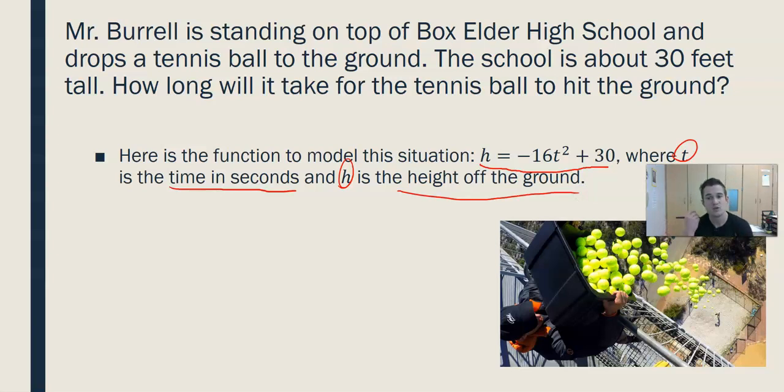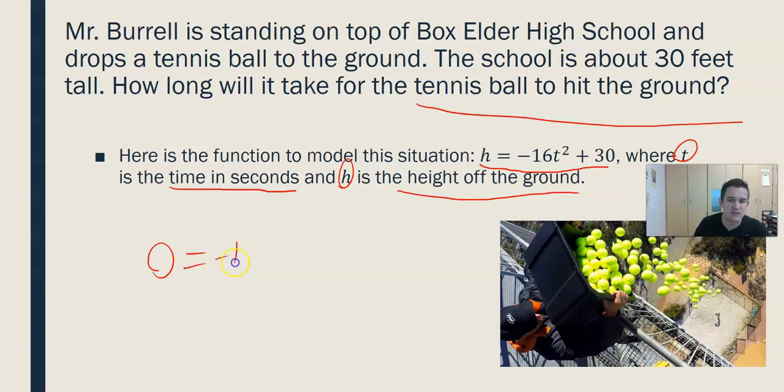Okay, so I want to know how long it takes for the tennis ball to hit the ground. So when the tennis ball hits the ground, how high is it off the ground? Well, 0 feet. It's on the ground. It's touching the ground. So h is 0. So 0 equals negative 16t squared plus 30. See that? 0 equals negative 16t squared plus 30. I'm trying to find what t would be when the height here is 0, when it hits the ground.